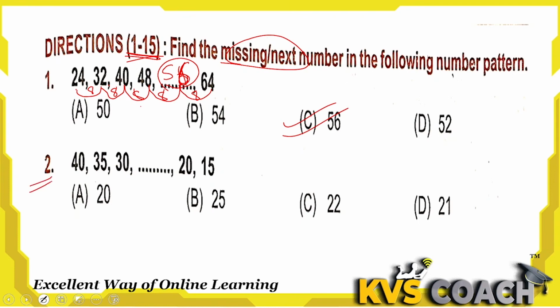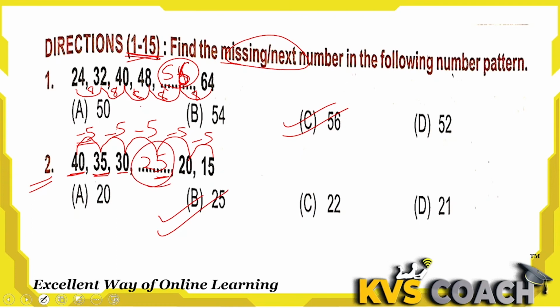The second question is 40 and 35. You can see that here 40 and next is 35, so it is minus 5. Again 35, then 30, minus 5 again. So we subtract 5 each time, using the same pattern. 30 minus 5 is 25, 25 minus 5 is 20, and 20 minus 5 is 15. So this pattern is fulfilled with minus 5, and 25 is the missing number.